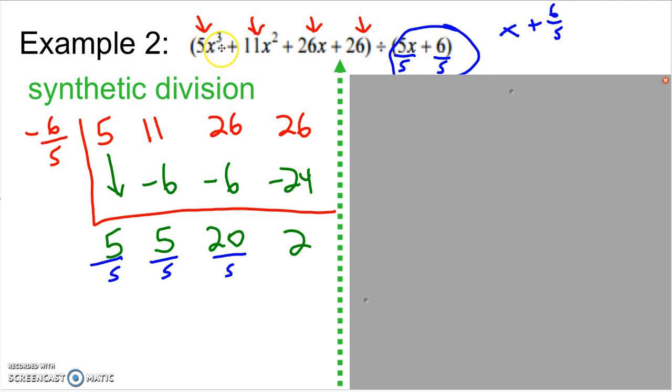So what should our first variable be? Well, since the original problem has an x to the third, we're going to start with x squared. And we reduce the fractions here. 5 over 5 is 1 x squared. The next term would be an x term, and 5 over 5 here is just 1x. And the next term would be a constant. 20 over 5 is 4. And we will add our remainder over the original divisor, 5x plus 6.